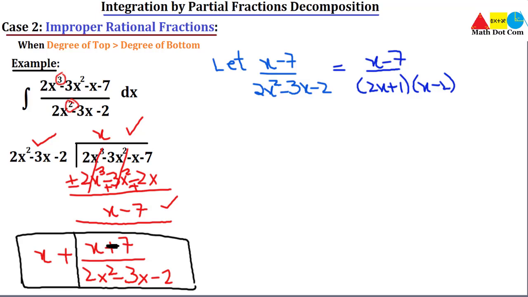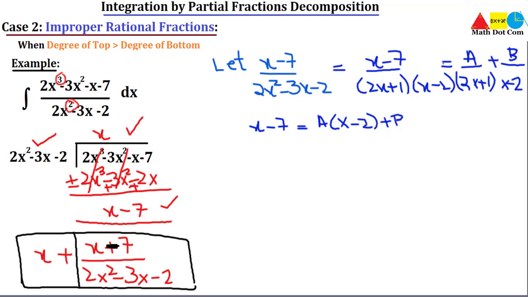Once we get it, we can equate it to a divided by 2x plus 1 plus b divided by x minus 2. Let's solve it further: x minus 7 equals, taking the LCM, a into x minus 2 plus b into 2x plus 1, and the denominators will be cancelled out as we have seen in our previous lectures. So we have to find the values of a and b. For finding b, we have to put x equals 2, as the other term will be cancelled out in such a case.